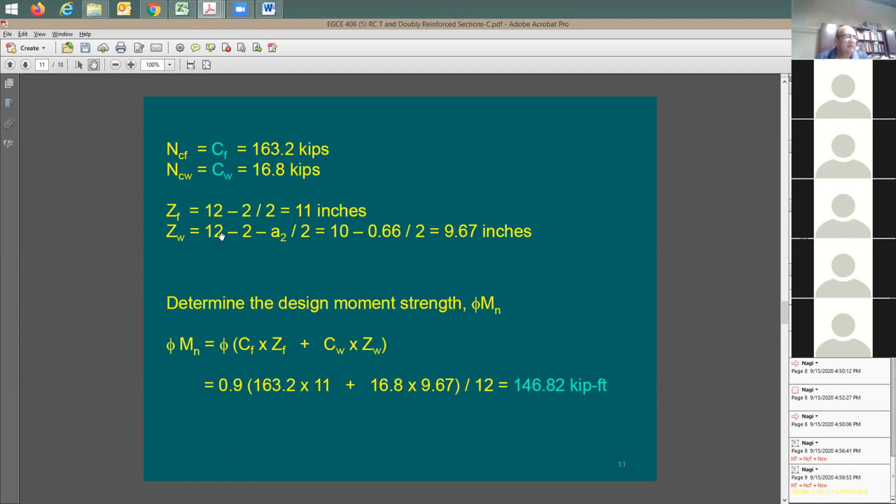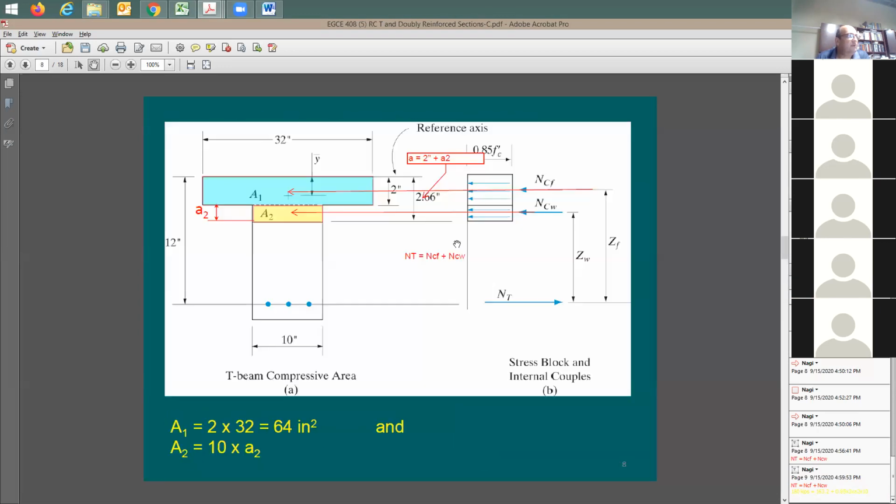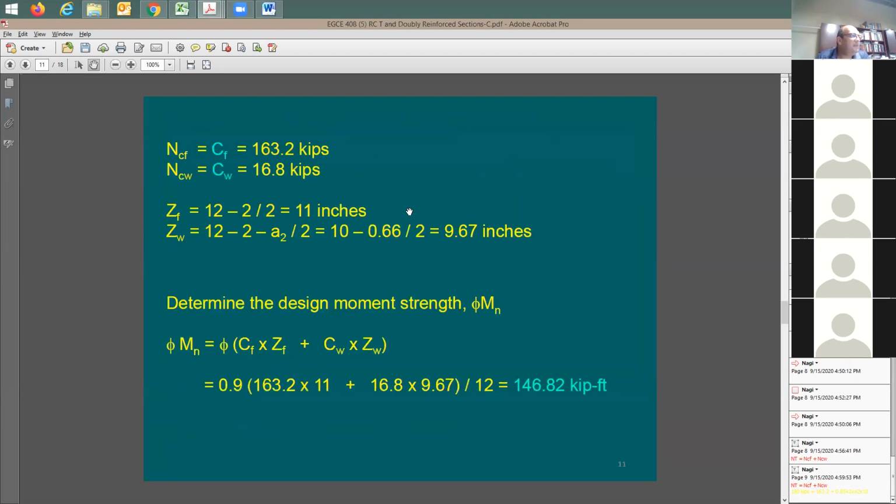Distance ZW is going to be 12, subtracting the 2 inches for the flange, subtracting A over 2. What do I mean? Distance from here to there is going to be equal to 12 inches minus 2 inches. Distance from here to there is going to be 10 inches. You subtract the 0.66 over 2. That's okay. Here's the distance ZW, 9.67.